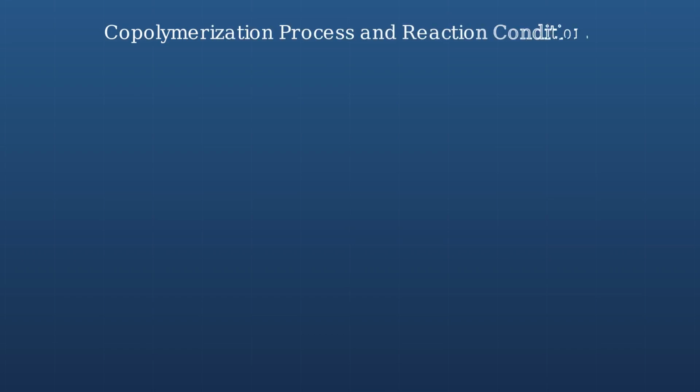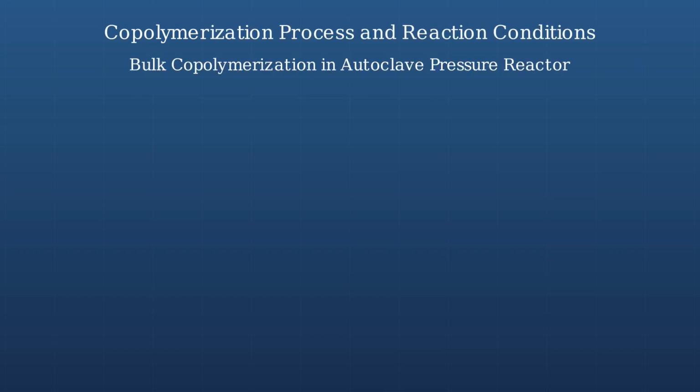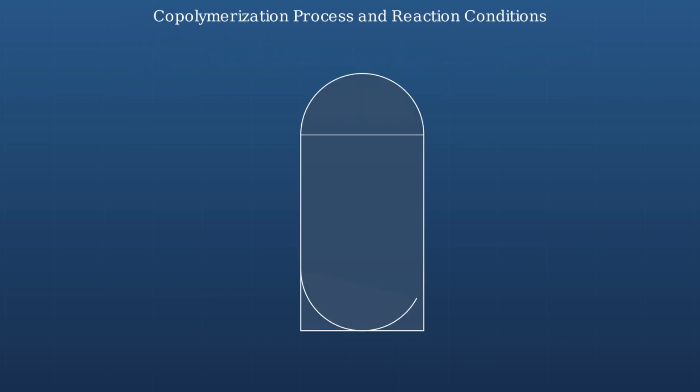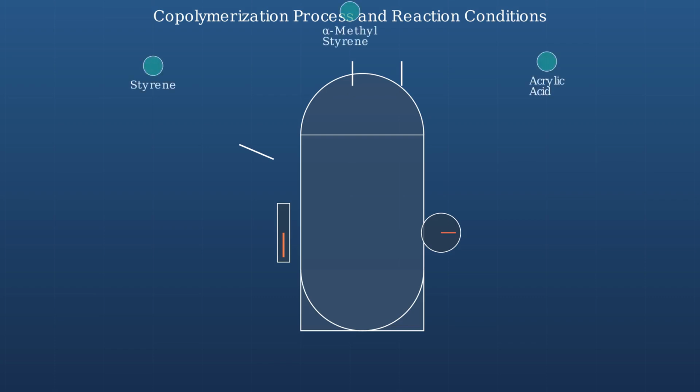We'll examine the bulk copolymerization process of styrene, alpha-methylstyrene, and acrylic acid in an autoclave pressure reactor. The reaction takes place in a sealed autoclave pressure reactor, which can withstand high pressure and temperature conditions. We begin with our three monomers, styrene, alpha-methylstyrene, and acrylic acid. These monomers are fed into the pressurized vessel to begin the copolymerization process.